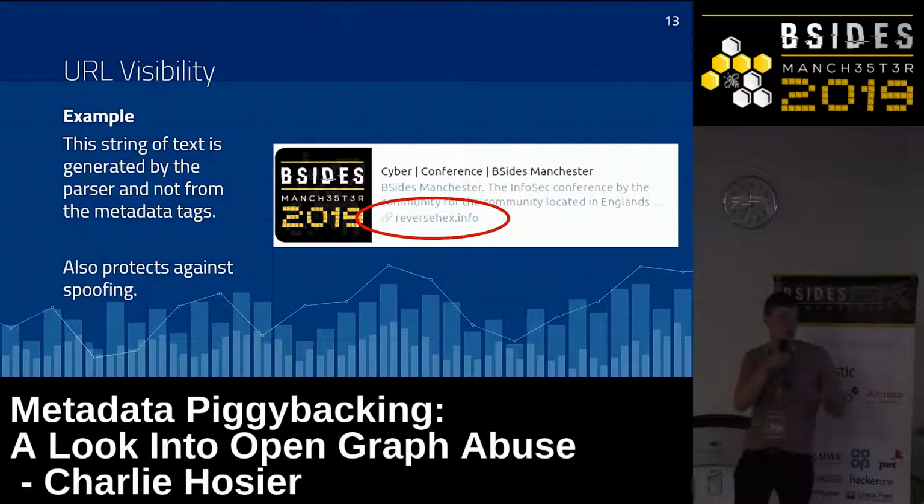What is stopping you from making an object look exactly like one website, and then when you click it, you go to the other website, is this URL visibility. So when you merely rip the metadata from one site and put it on your own, you have this, which is stopping this kind of spoofing. And it's this string of text that stops that.